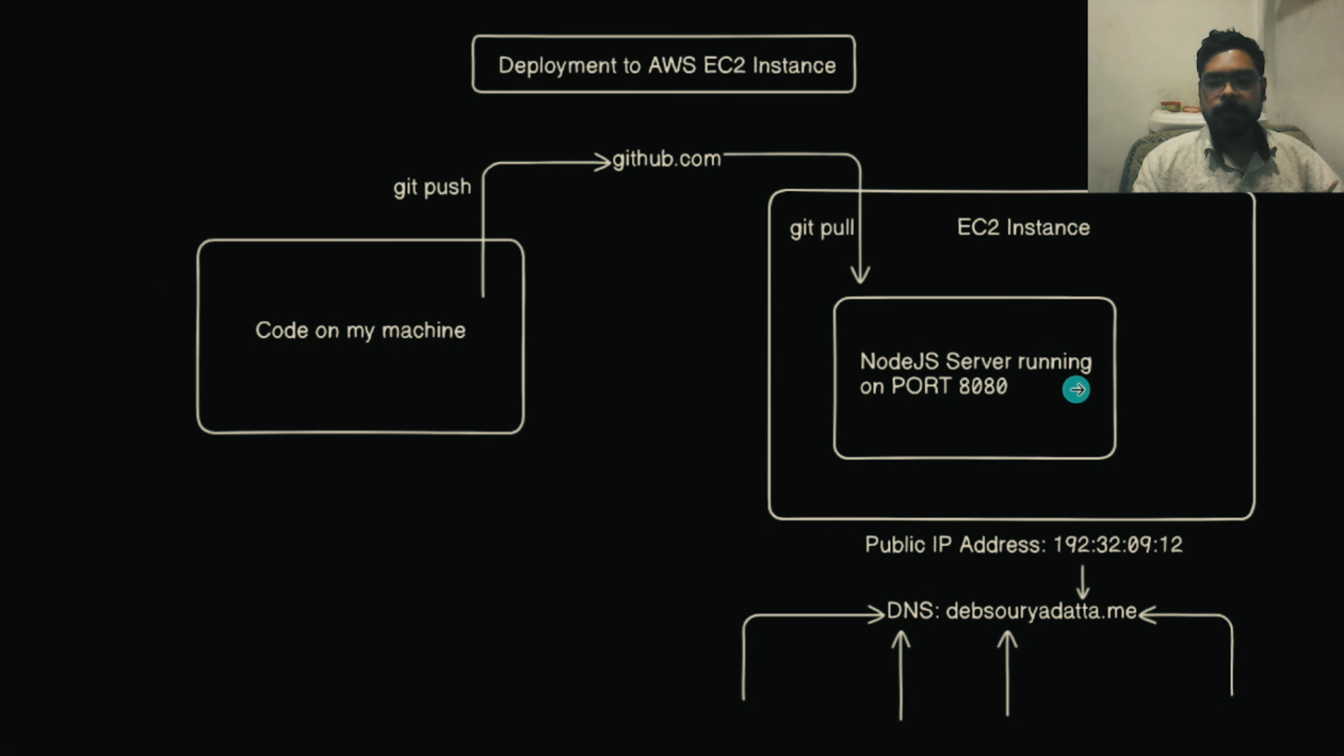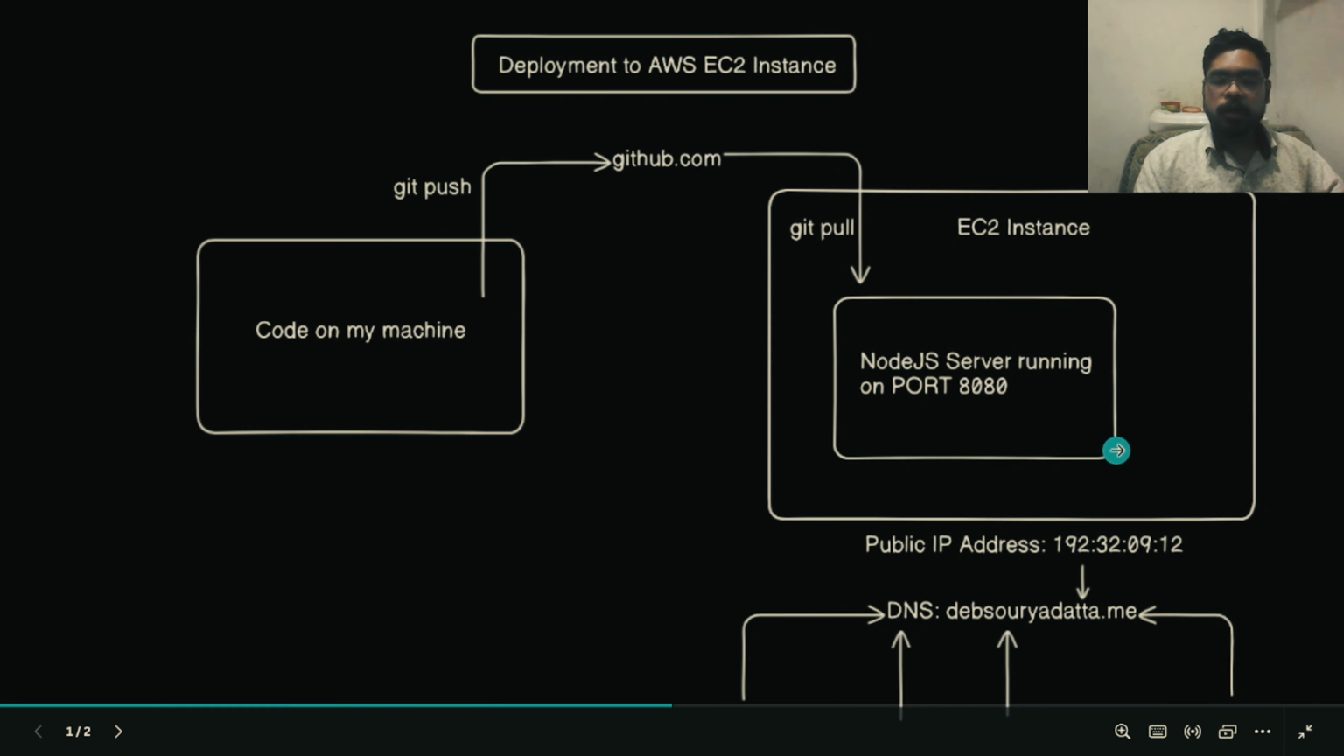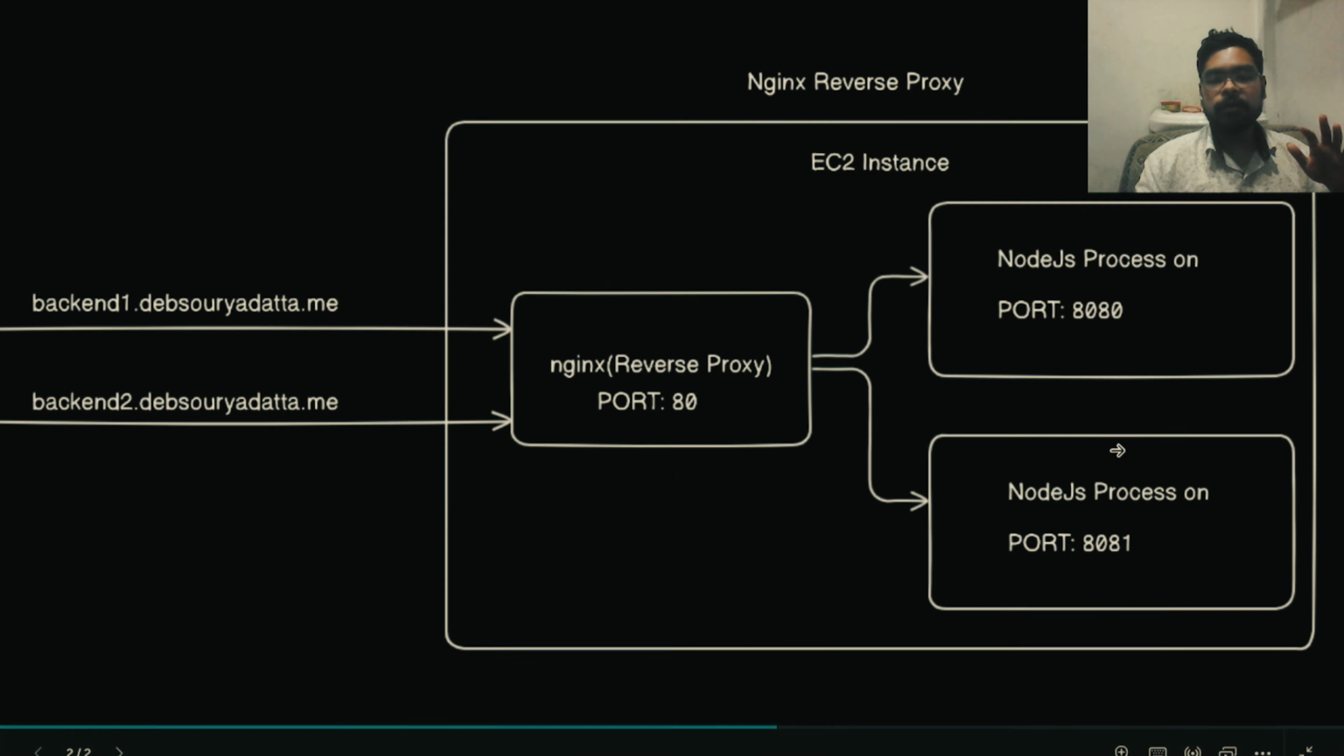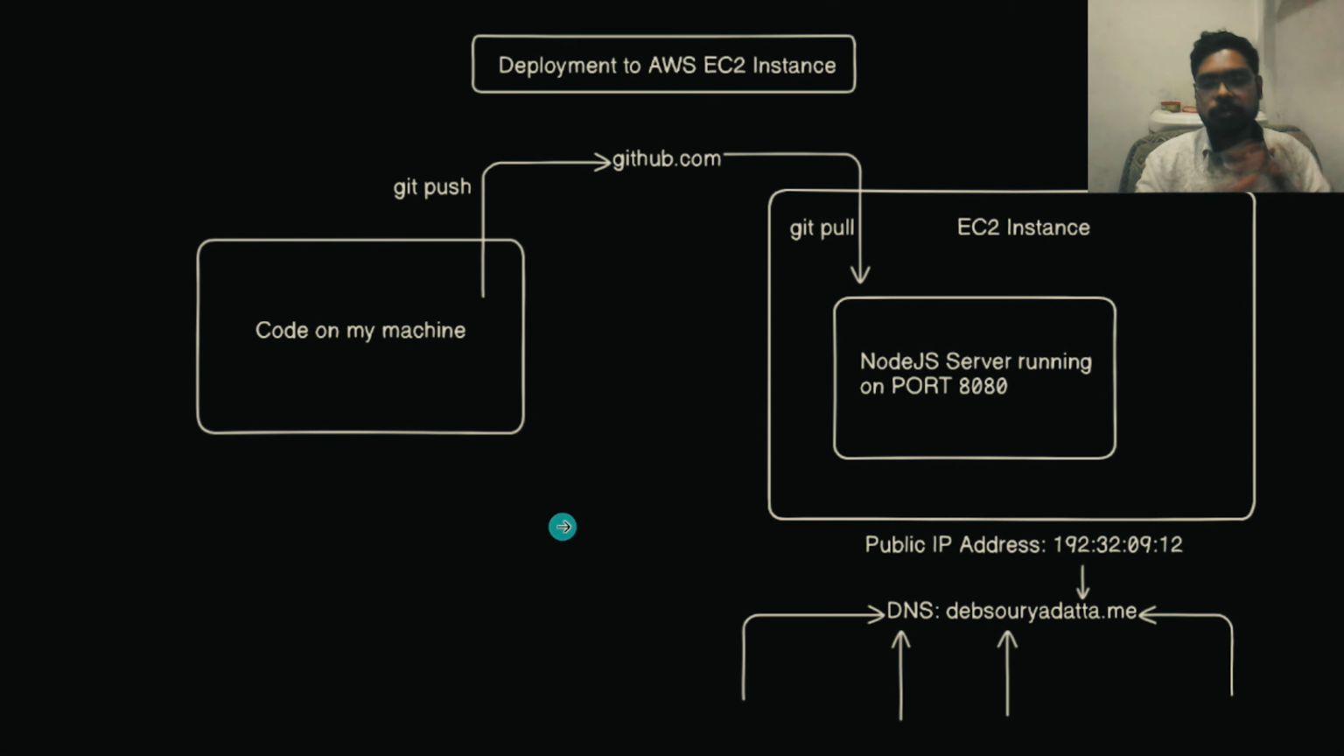Then what will we do? Suppose it is running on port 8080. The AWS EC2 instance virtual machine has a public IP address to which we can directly connect from anywhere on the internet. So we'll connect our DNS. In my case, I have devstoria.me as a DNS. We'll connect it with the IP address of 192. That is this IP address.